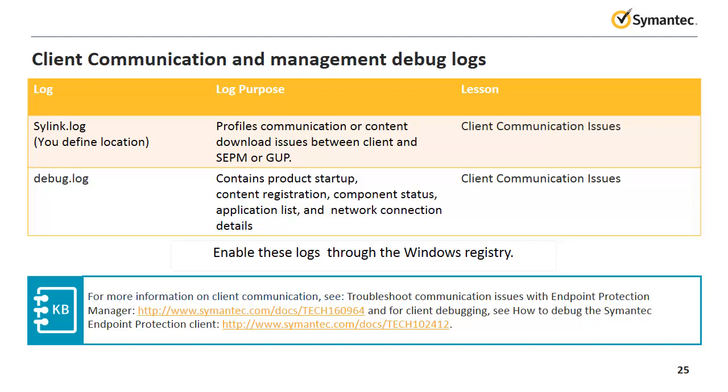You can reference the sylink.log for client communication or GUP-related issues. The debug log contains product start, content registration, component status, application lists, as well as network connection status. You can enable these logs through the Windows registry. You'll learn more about how to review these logs in the client communication chapter. I'll also cover how to enable debug logging for Linux and Mac clients.